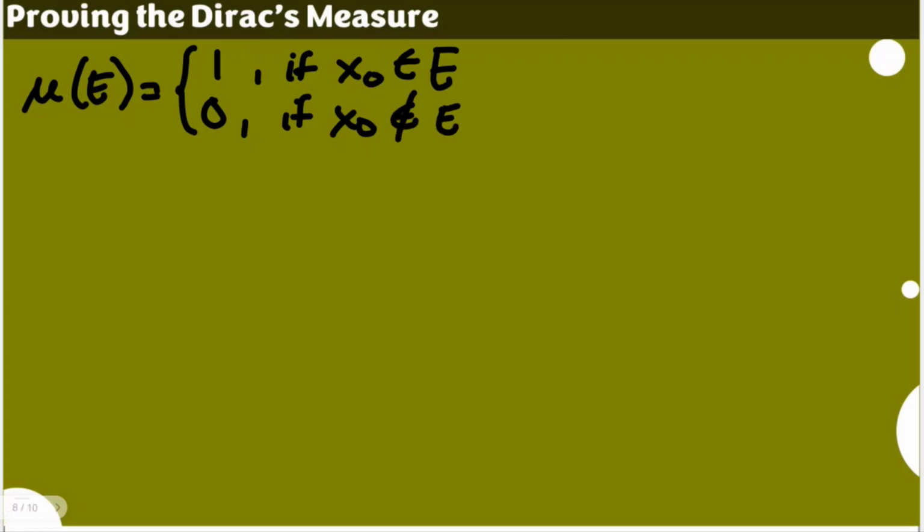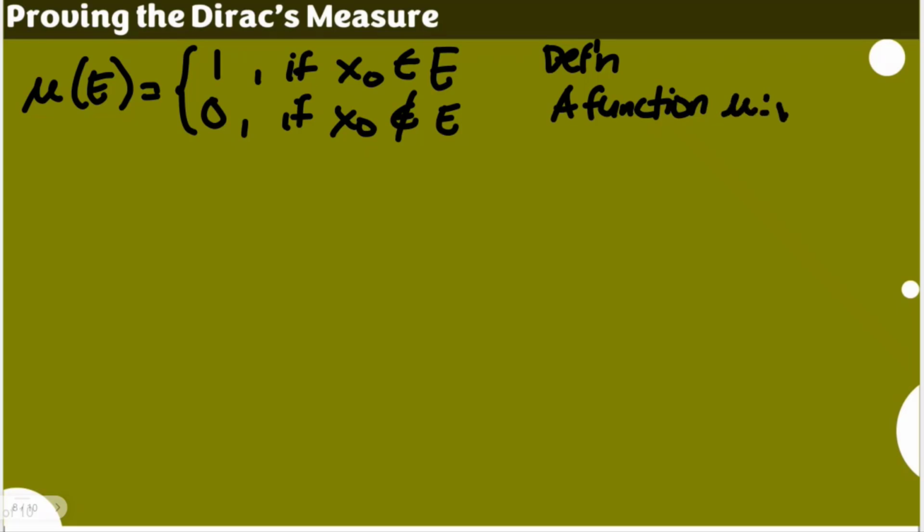Again, we were able to illustrate this in the previous video. The point here is to really show that this is actually a measure. And take note that the definition of the measure is in this manner. Okay? I will be writing the definition here so that we will be guided.